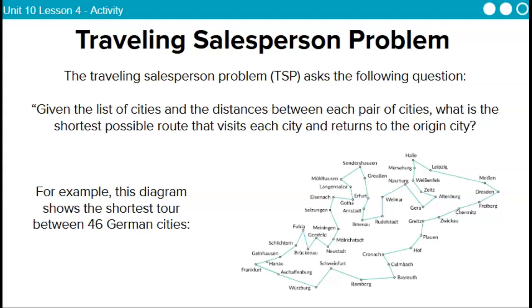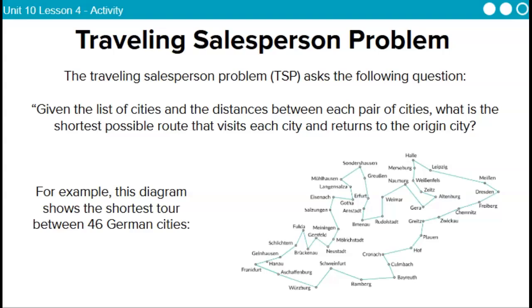We're going to introduce you to a famous problem called the traveling salesperson problem, otherwise known as TSP. What the traveling salesperson problem does is it answers the following question: given a list of cities and the distances between each pair of cities, what is the shortest possible route that visits each city and returns to the original city?